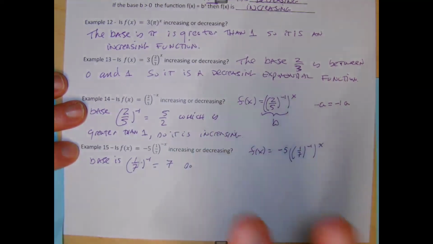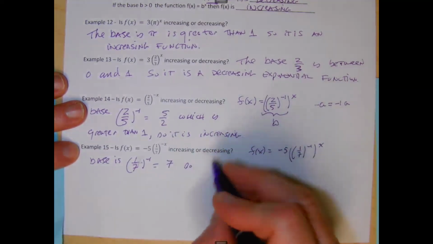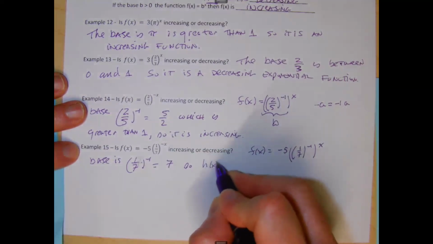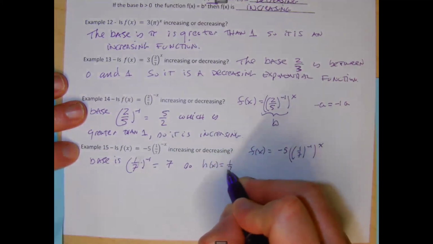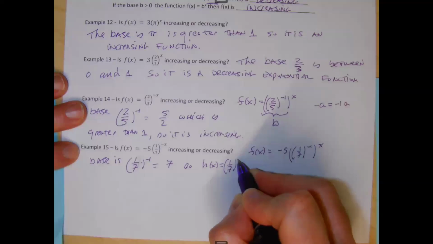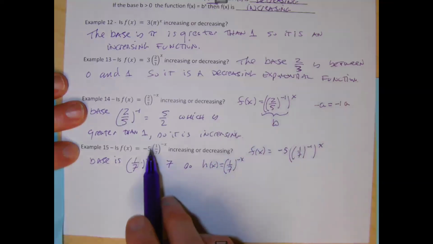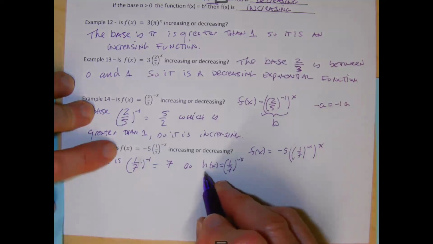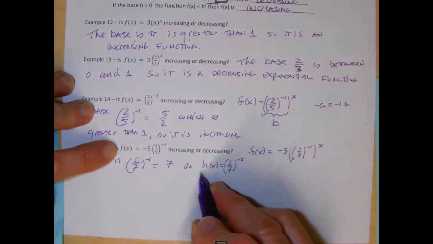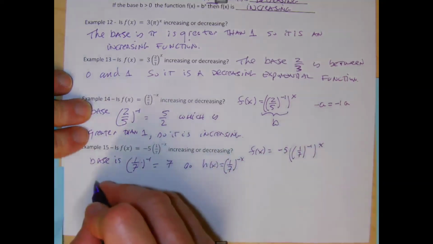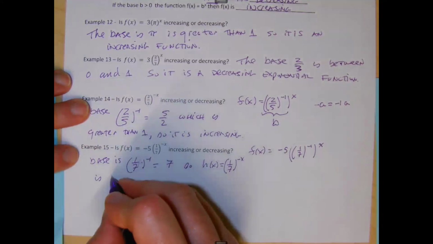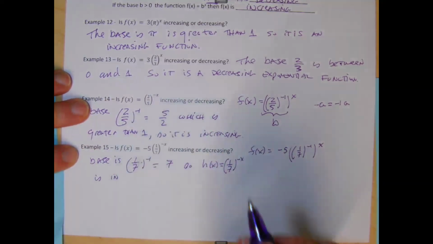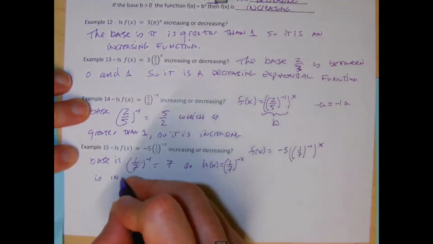I'm going to rewrite this a little bit. I'm going to say h of x equals 1/7 to the negative x. Notice I'm very clearly not including that -5, for a good reason. I rewrote the function so we know that this is a different thing I'm talking about. So this particular function is increasing, okay? Why? Because the base is greater than 1.